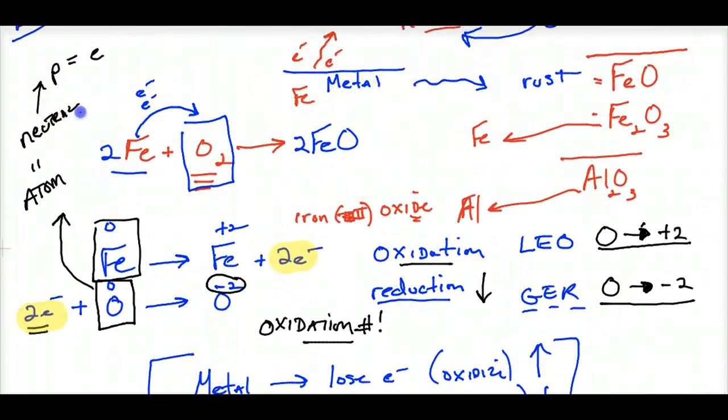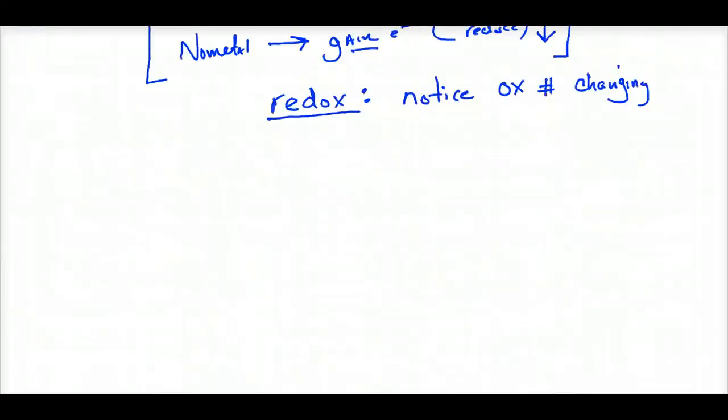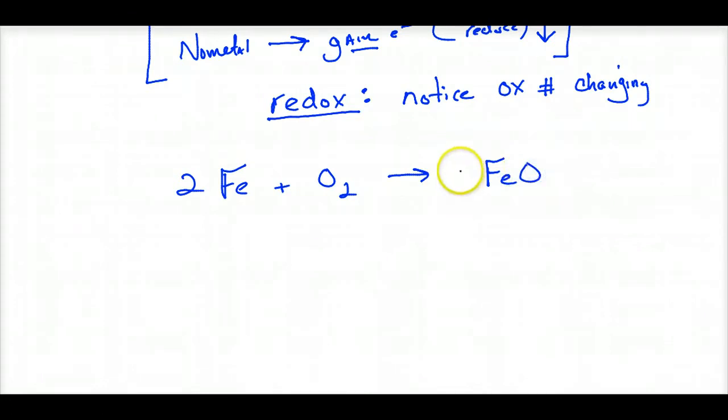Let's go back to this example right here. In fact, I want to rewrite it since it's a big mess that I've made. So I have the 2 irons plus the O2, making one form of iron ore, or iron oxide, rust. And how do I identify this as a redox reaction? Well, the one way to notice is that the numbers will change. Now what numbers? The individual numbers.